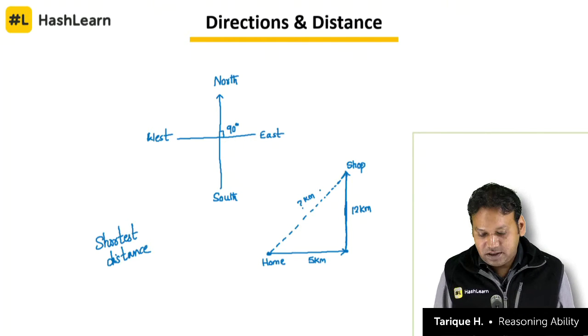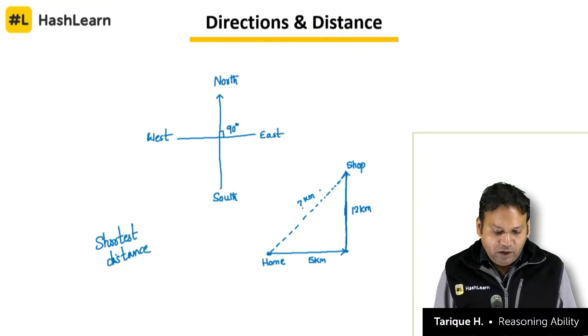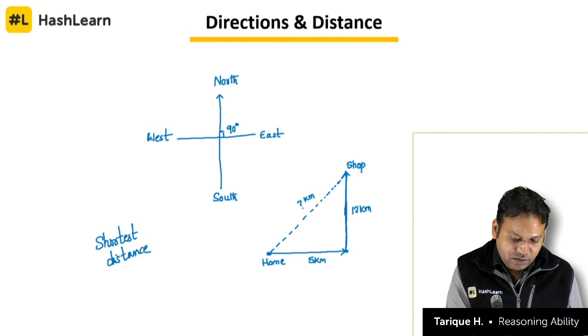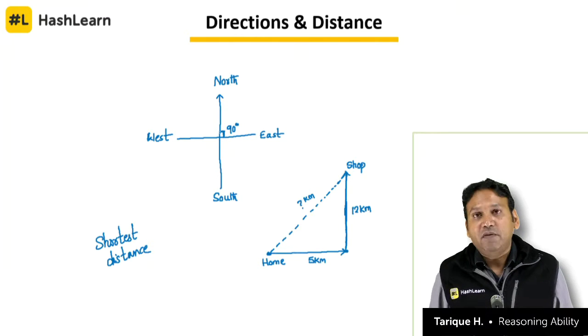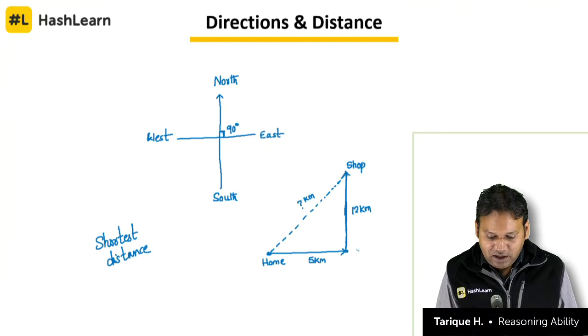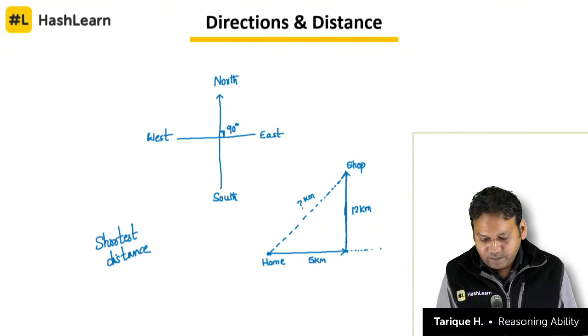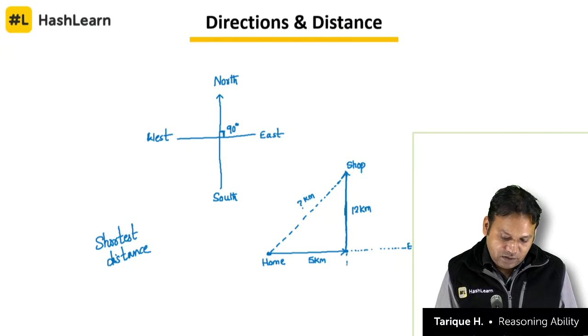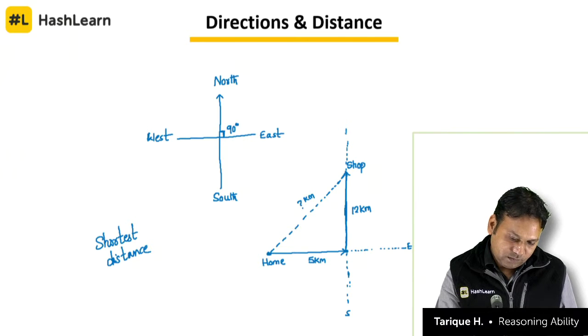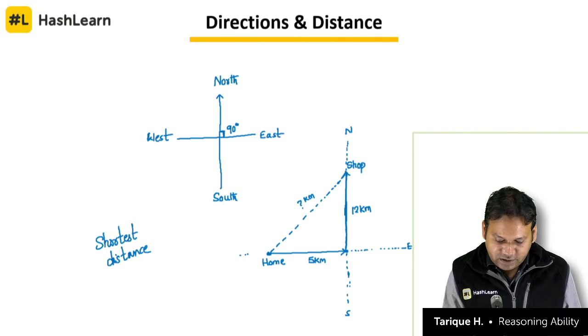What is the shortest distance from his home to the shop? Now, just now we have discussed that between every two cardinal directions we have an angle of 90 degrees. This is your east, just make a dotted line, this is your east, this is your south, this is north, this is west, correct. So the angle here is 90 degrees.